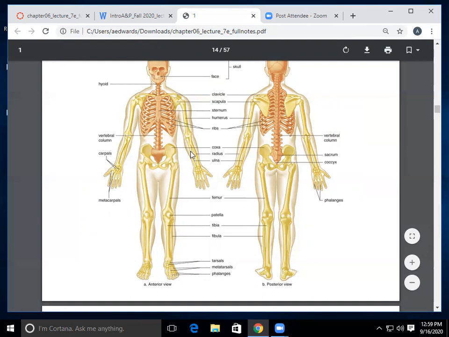your humerus, your radius and ulna, carpals in the wrists, metacarpals in the hands, and the phalanges at the fingers. All right, again, with the pelvic girdle, you have the coxal bones, femur, patella, tibia and fibula, the tarsals in the ankle, metatarsals in the base of the foot, and the phalanges, the toes.